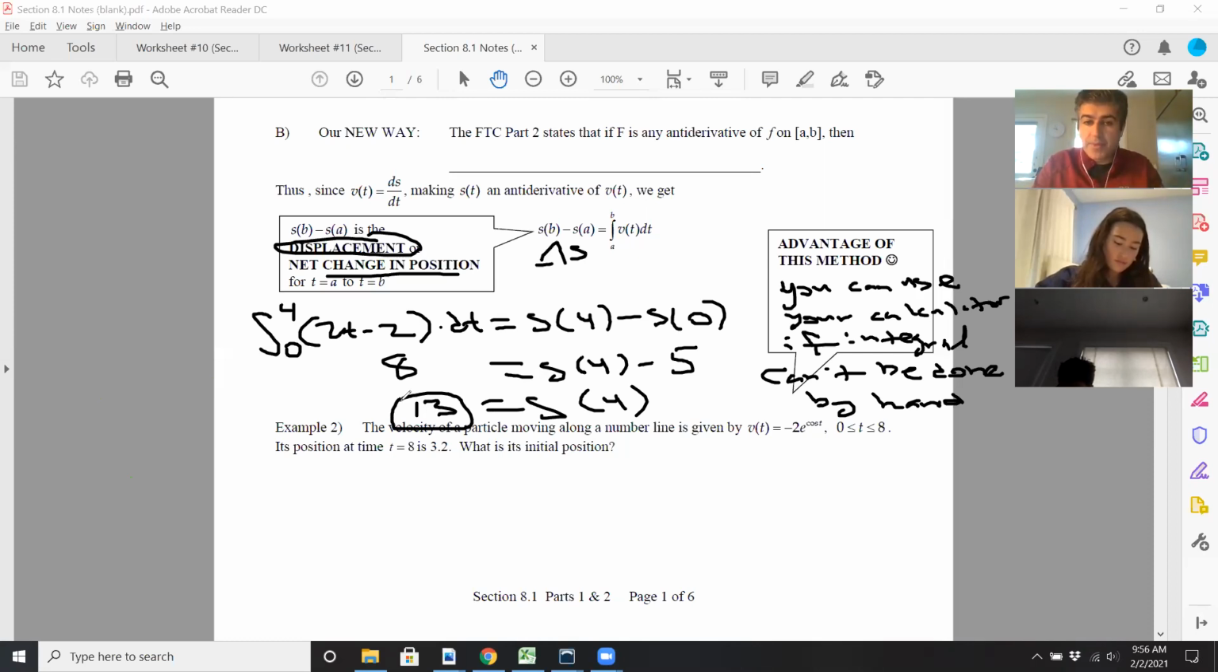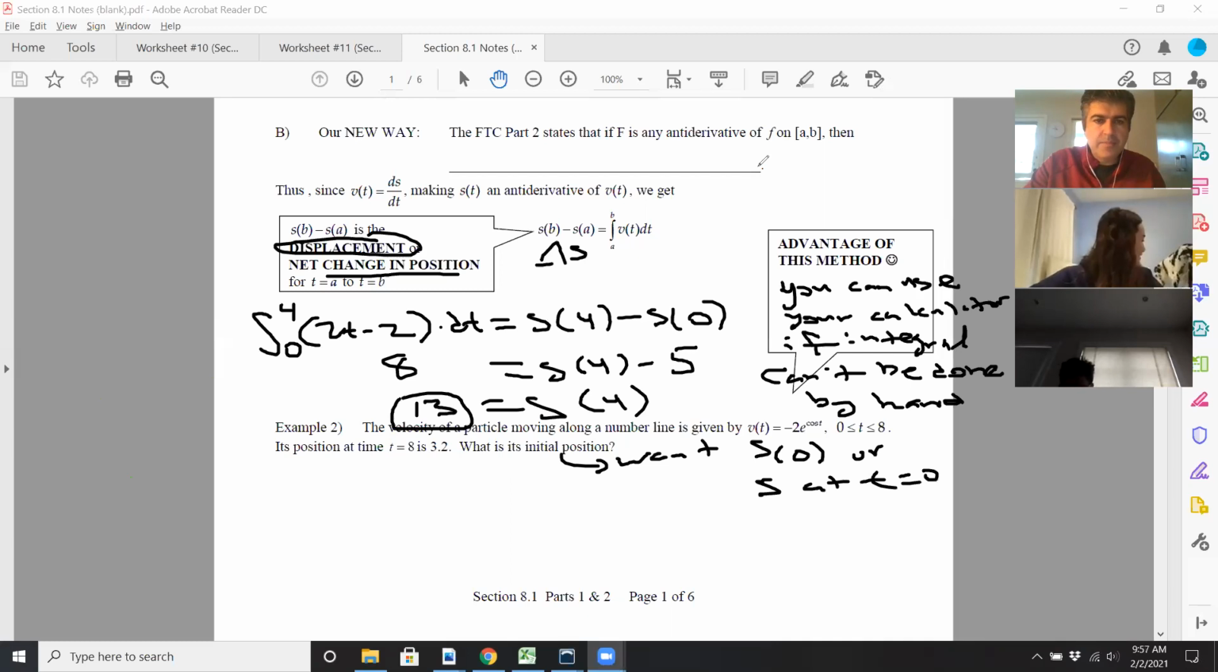Let's try it again for example 2. In example 2, you're given a different velocity function and a different interval. You're told the position at t equals 8 is 3.2. What is the initial position? So when I want the initial position, I want s at t equals 0. Okay, question in the chat.